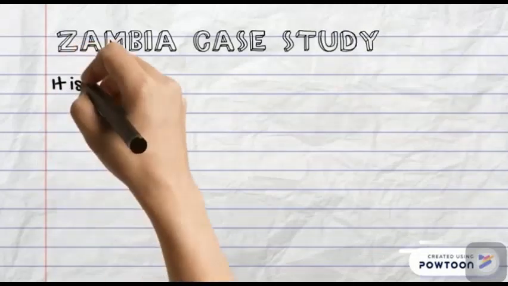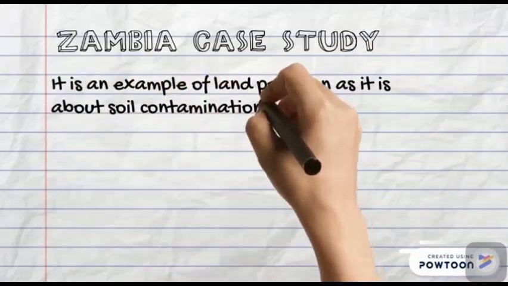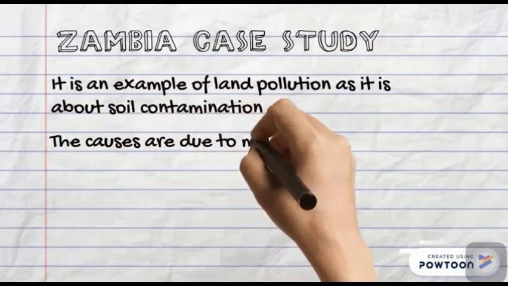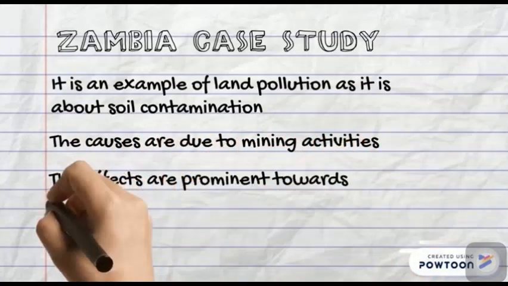Zambia case study. It is an example of land pollution as it is about soil contamination. The causes are due to mining activities. The effects are prominent towards children.